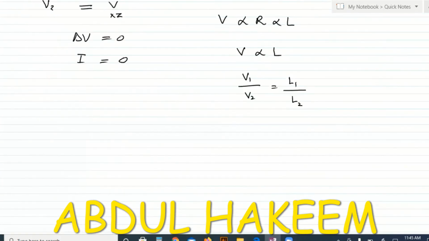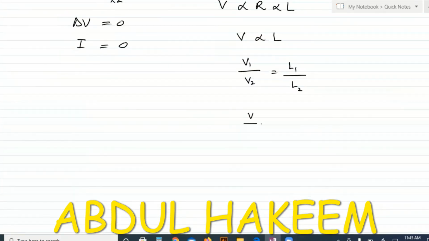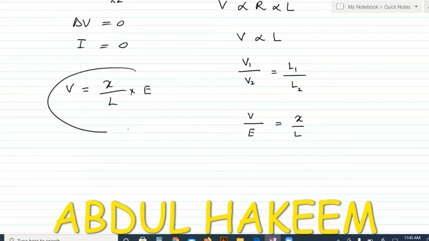So we can write here V divided by EMF is equal to X divided by L. Hence, the voltage of the unknown cell is X divided by L into EMF. This is the formula for the potentiometer.